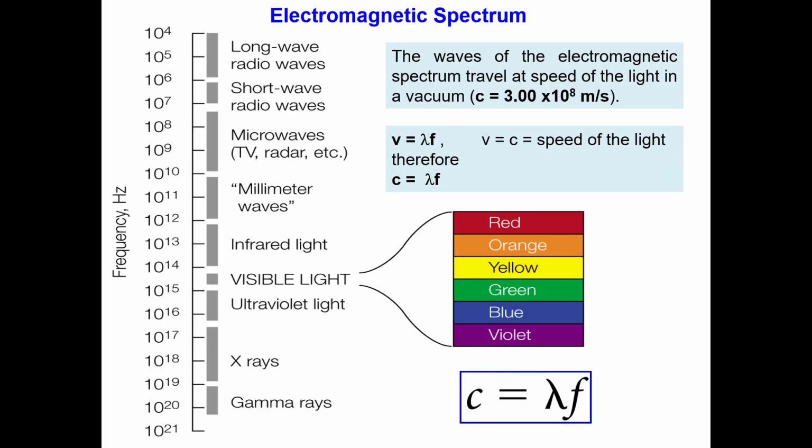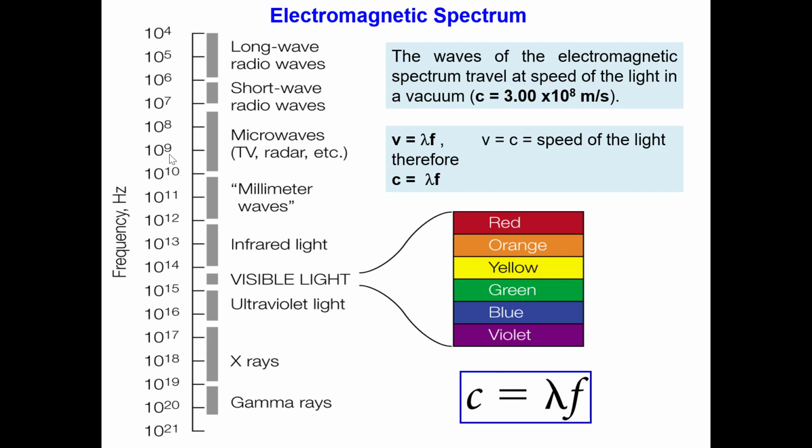Now let's describe the electromagnetic spectrum. The electromagnetic spectrum consists of waves at different frequencies, and because it has different frequencies, it has different wavelengths also. These waves can be radio, microwaves, millimeter waves, infrared light, visible light, ultraviolet light, X-rays, and gamma rays.